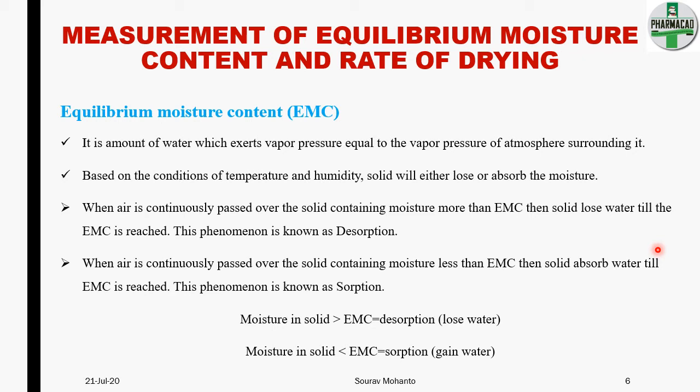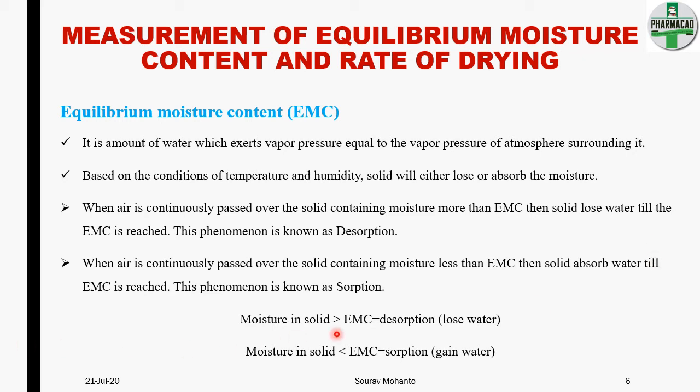Why? The concentration of moisture in that solid is more than the EMC, so it will definitely lose water. And when the concentration of moisture in the solid is less than the EMC, then it will absorb some water. These two phenomena are called desorption and sorption.